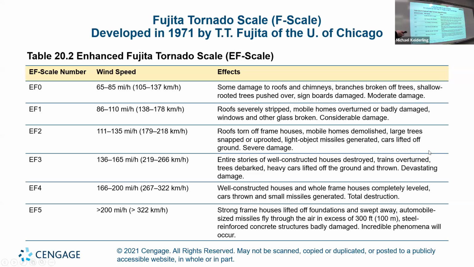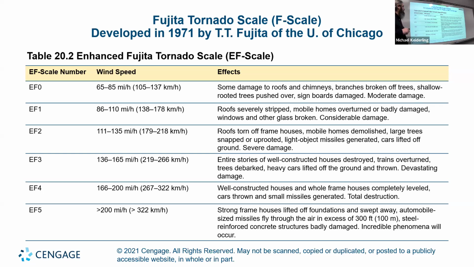So, the tornado scale is the Fujita tornado scale. This was developed in 1971 by T.T. Fujita of the University of Chicago, just a few miles up the road. And so this is the enhanced Fujita tornado scale, and it's based on the wind speed.